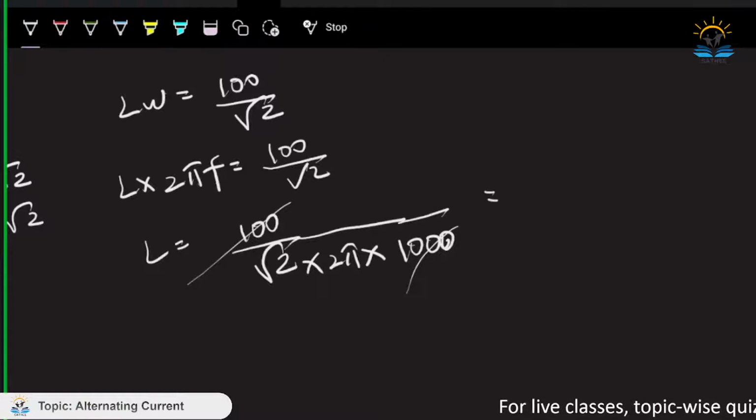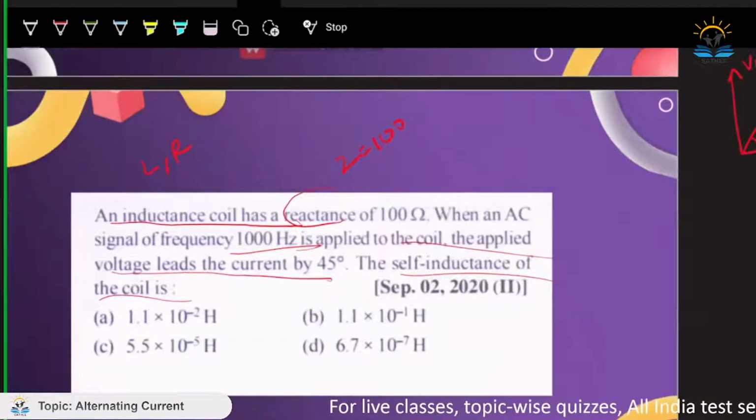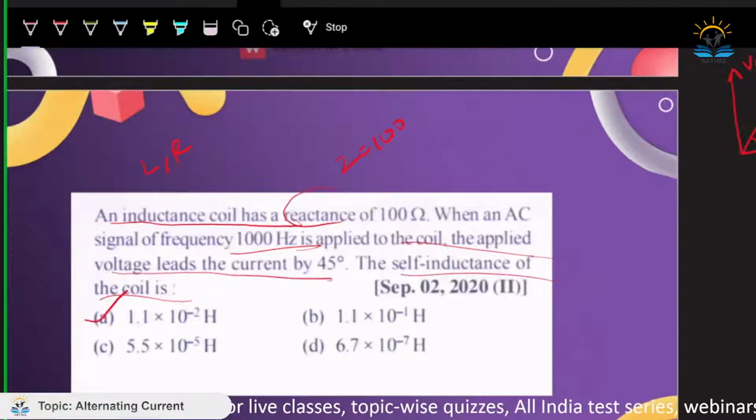So if we solve this, we are getting 1.1 into 10 raised to minus 2. So which option? Option A is the correct option.